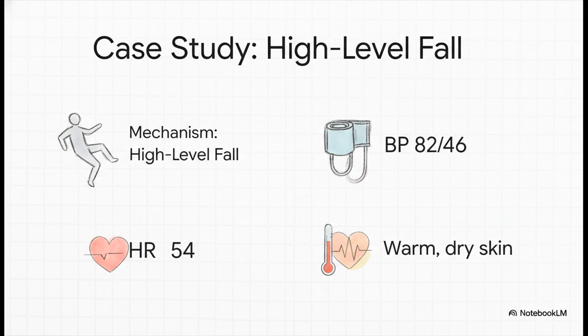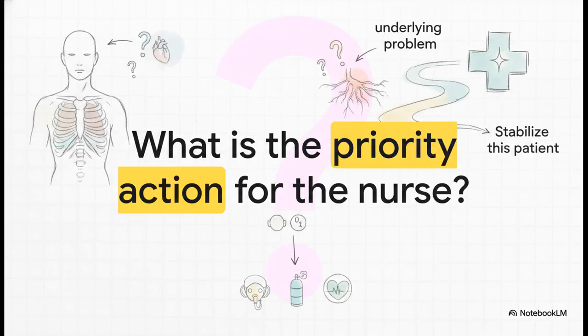So you get a patient who took a big fall. Right away, you're thinking potential spinal cord injury. You look at the monitor. Blood pressure is 82/46, heart rate is only 54, and when you touch them, their skin is warm and dry. The alarm bells should be going off in your head right now. What's going on here? And more importantly, what are you going to do first?